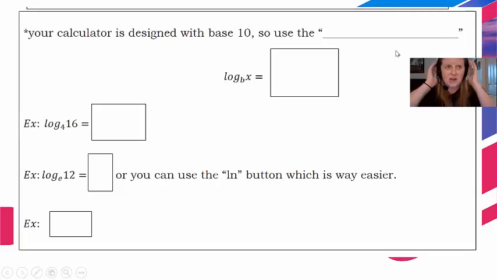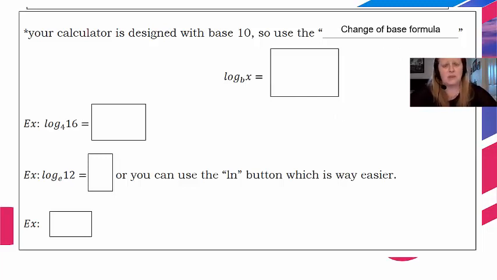Now the problem with some calculators is calculators were built with a base 10 number system. So if you want to evaluate a logarithm, unless you have a graphing calculator that has designated buttons to insert your base and argument, you're going to have to use what's called the change of base formula. So most standard scientific calculators require the use of this formula. Depending on what I want your base to be, you can change log base b of x to log x divided by log b.